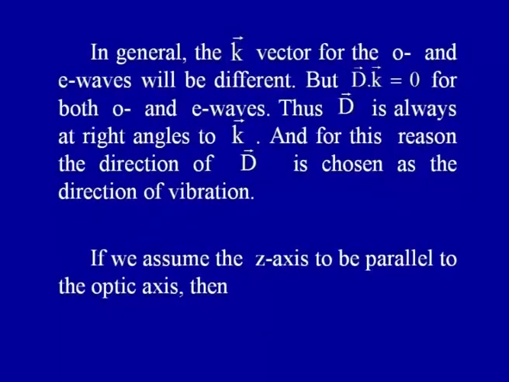In general, the k vector for the O and the E waves will be different, but D dot k is 0 for both O and the E rays. This means the electric displacement D is always perpendicular to the k vector, and for this reason the direction of D is chosen as the direction of vibration.